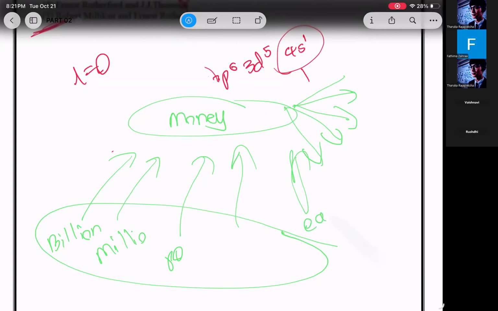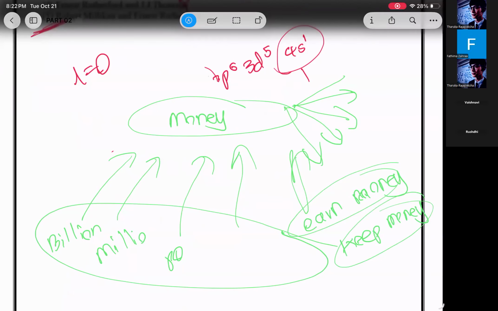It's easy to earn money, but it's not easy to keep money. It's not easy to stay wealthy. That is why you need education. It's not about getting money.